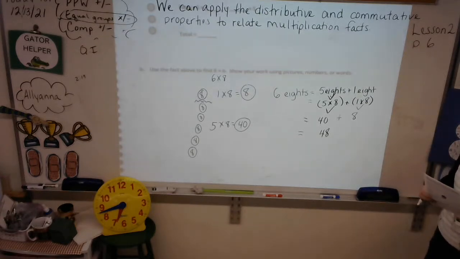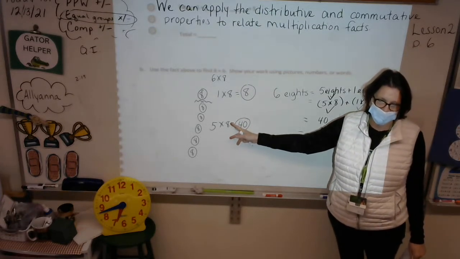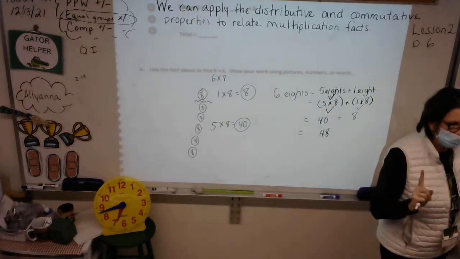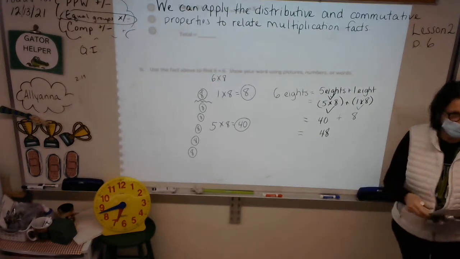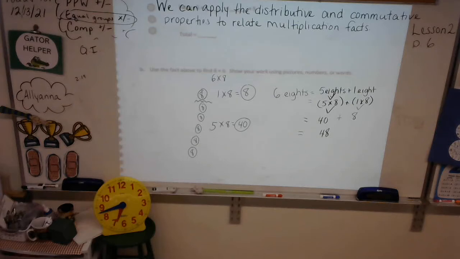So what was our strategy? First, we found 5 times 8, and then we added one more 8. Okay, let's try this again. I'm going to give you a second to copy that. I'll go back and change it myself.